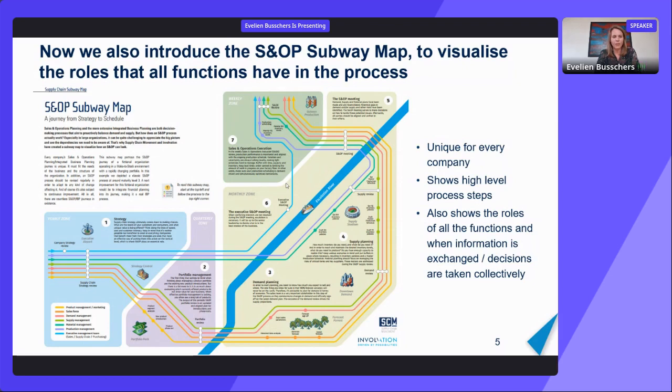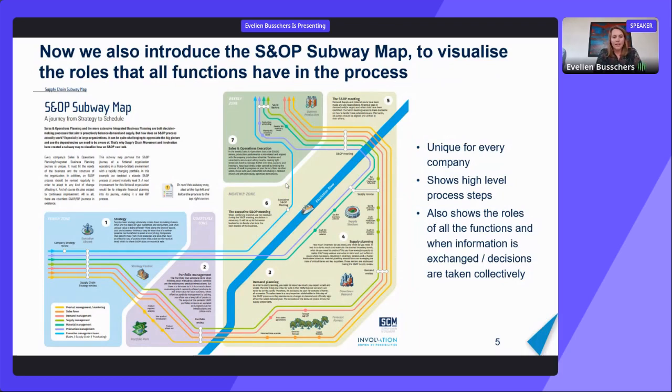Now, it's important to note that an S&OP journey is different for every company. So what is portrayed here is just an example, and it elaborates the concept of the S&OP Subway Map, but in no way does it mean that every S&OP process should look like this.